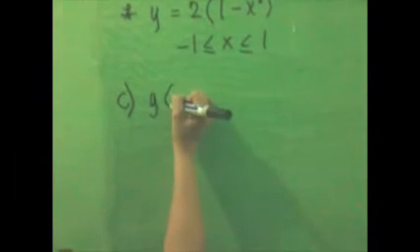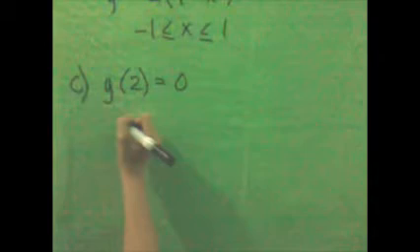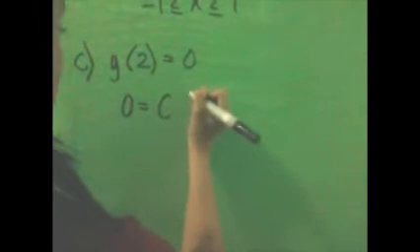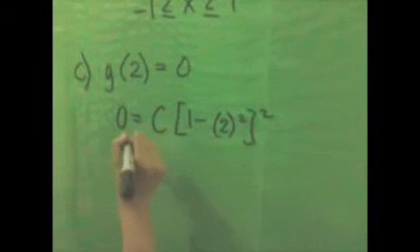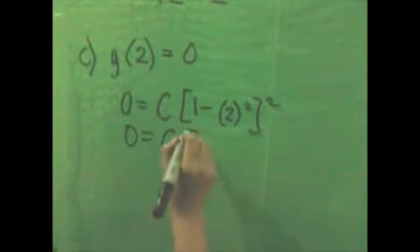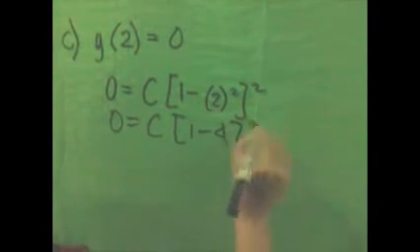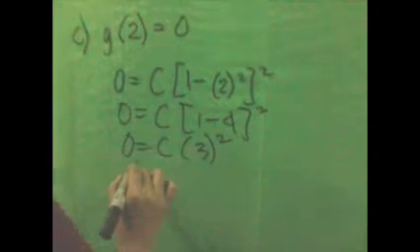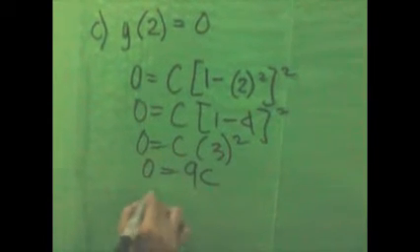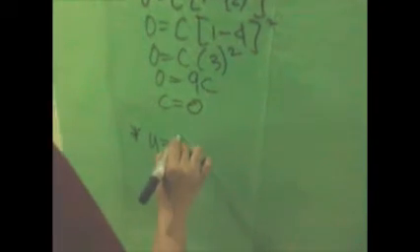Using the last condition, we have y of 2 is equal to 0. So 0 is equal to c times (1 - 2 squared) squared. 0 is equal to c times (1 - 4) squared. 0 is equal to c times 3 squared. 0 is equal to 9c. So the value of c is 0. Substituting, y is equal to 0 for every x greater than or equal to 1.